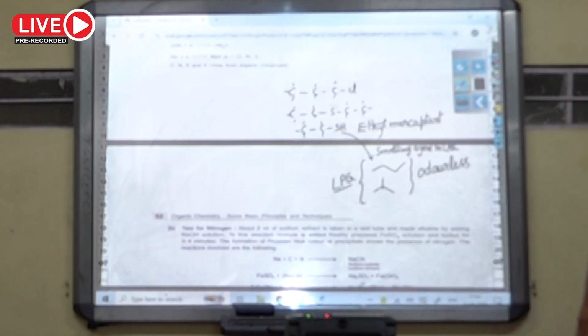So what is the smelling agent in LPG? Liquefied petroleum gas. Both butane and isobutane are the major constituents. Both are odorless. To detect a gas leakage, we have to notice some smell. That's why they add a smelling agent, that is ethyl mercaptan or ethyl thioalcohol.